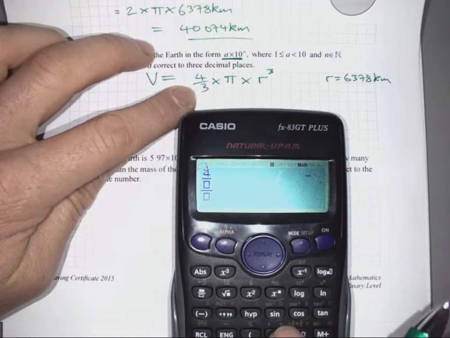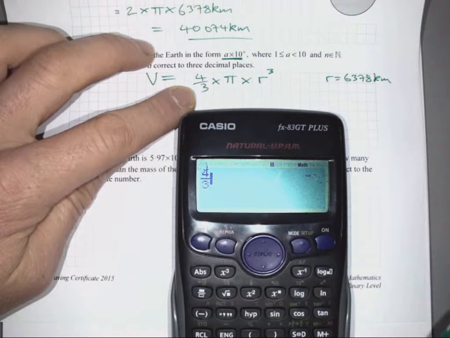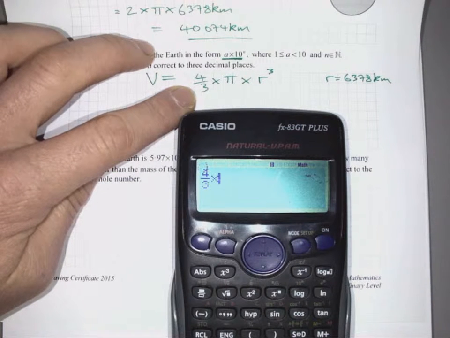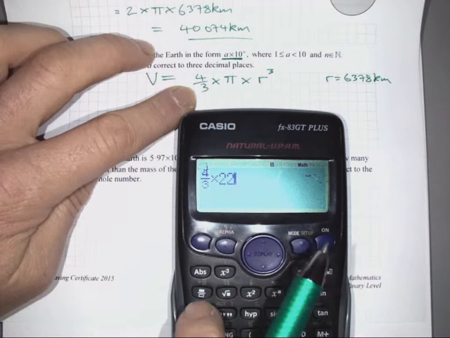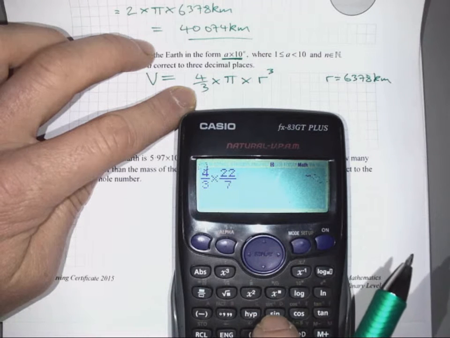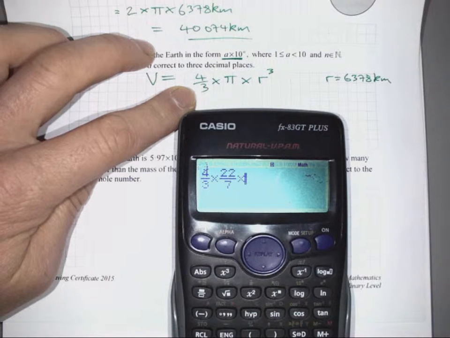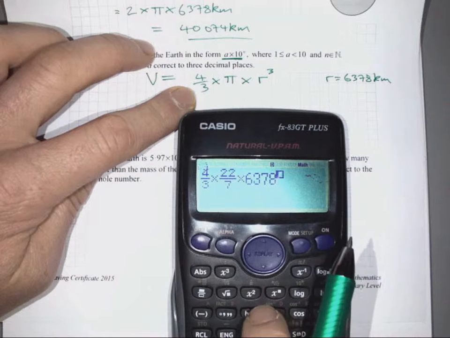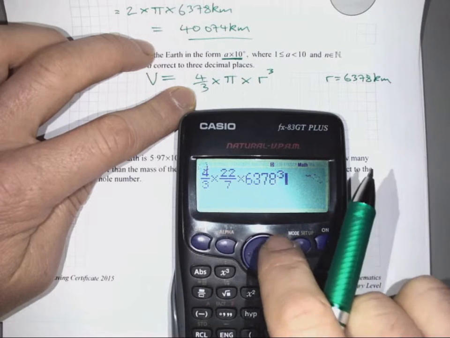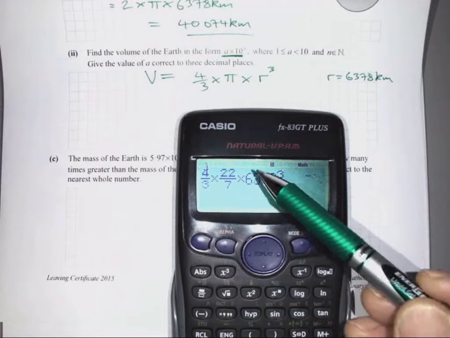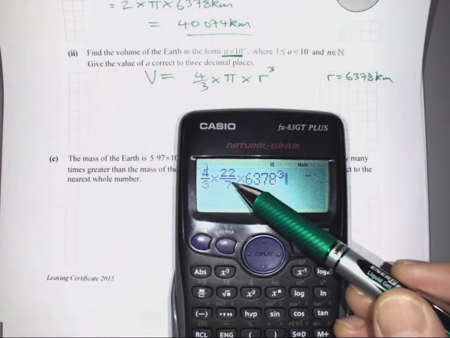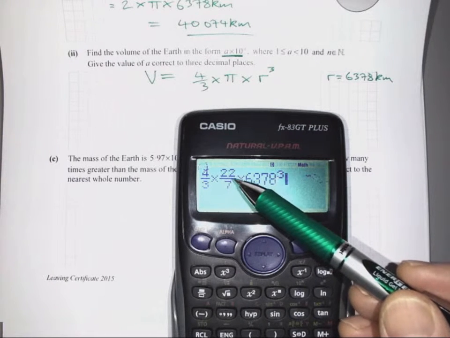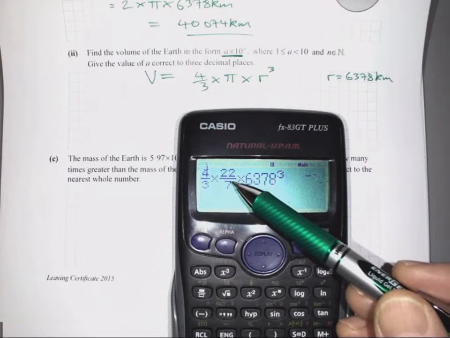4 over 3 multiplied by pi. Now we can use the pi symbol from the bottom, or you could use 22 over 7. That's okay for pi. Multiplied by r, 6378. But we want it cubed, so we'll use this key here and put a little 3 in the exponent or power position. So we could have the pi symbol, 3.14 or 22 over 7. There's at least three different ways of putting in pi.